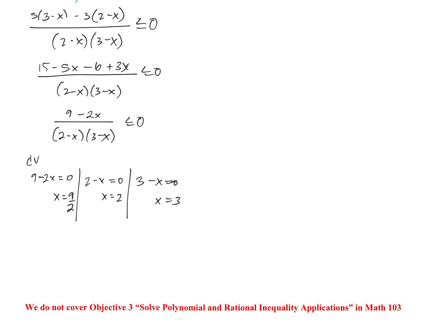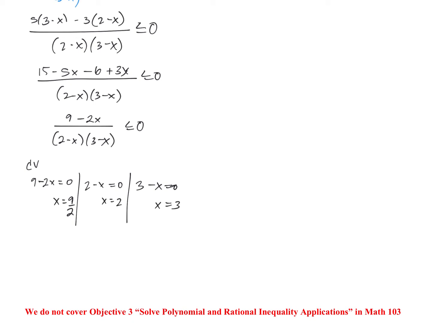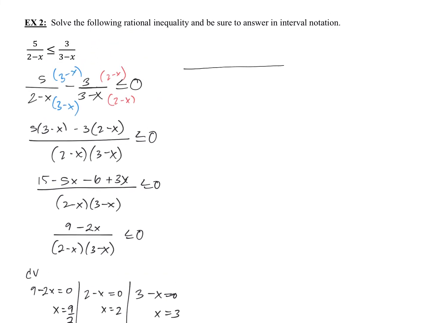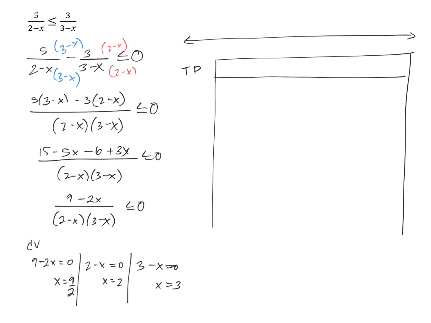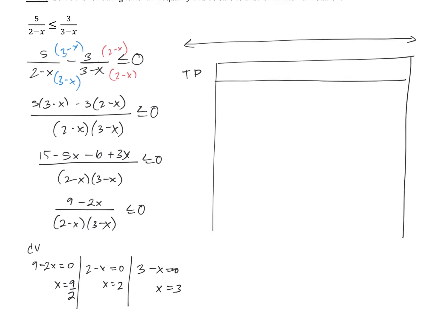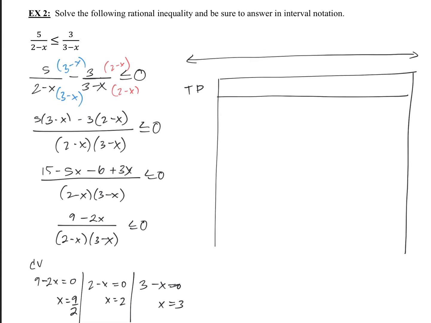Now, one thing to note. Even though this is saying less than or equal to, when I set up my testing interval areas here, we're not going to let all of them equal our test points. And you might be saying, why? Well, let me get to that real quick. Let me write down our critical values first. So we have 2, 3, and 9 over 2 is about 4.5. I'll go ahead and write that as 4.5 actually.